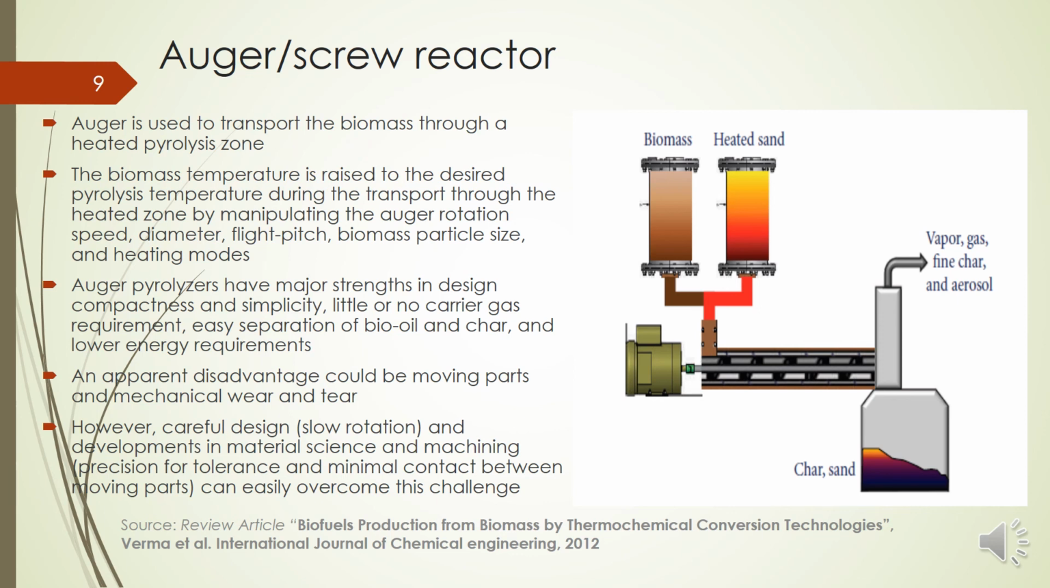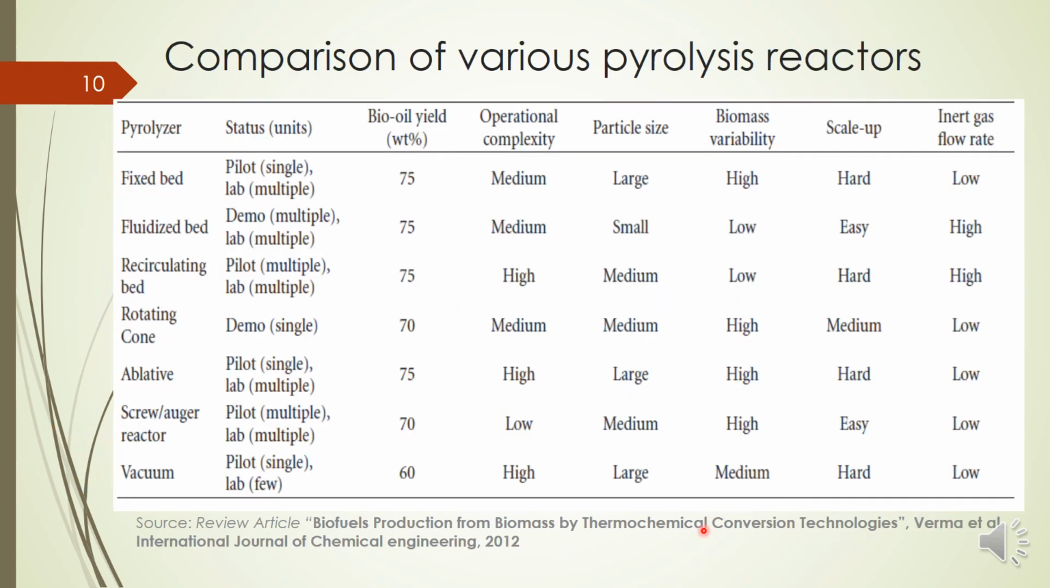So if you look at the overall comparison of these reactors, yield, etc. First we have the fixed bed reactor. Its main advantage is that we can use large biomass size, and also any type of biomass. The variability of biomass is high, but if you want to scale up fixed bed reactors, it is very difficult, and its operation is medium.